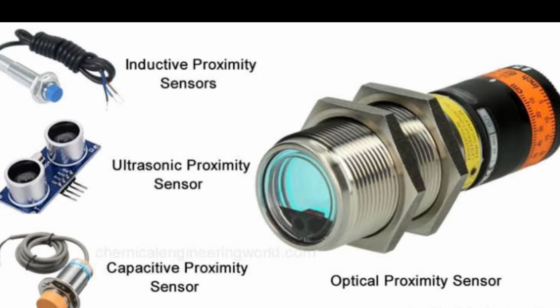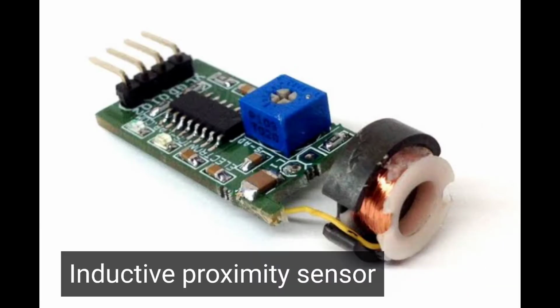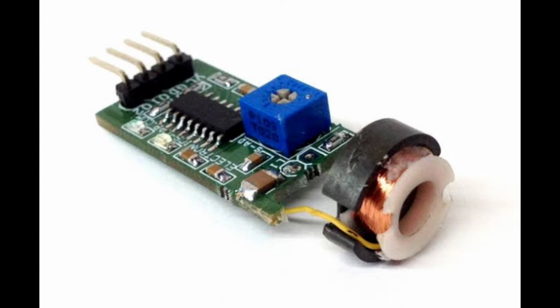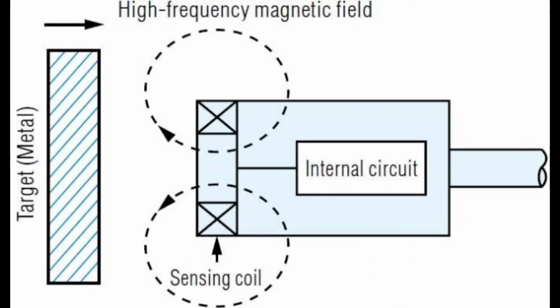Inductive proximity sensor can only detect metal targets. This is because the sensor utilizes an electromagnetic field. When a metal target enters the electromagnetic field, the inductive characteristics of the metal change the field depending upon how inductive the metal is. The target can be detected either at a greater or a shorter distance.